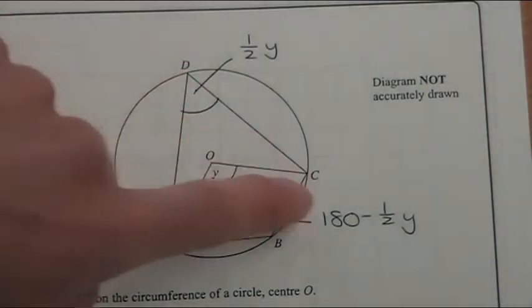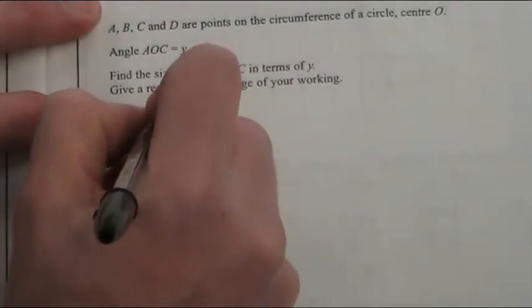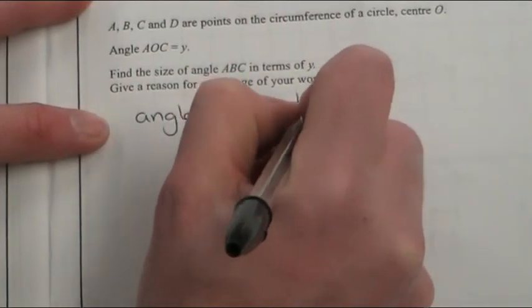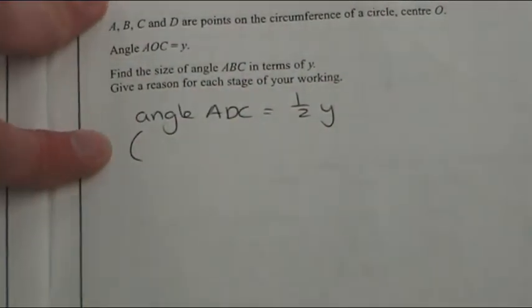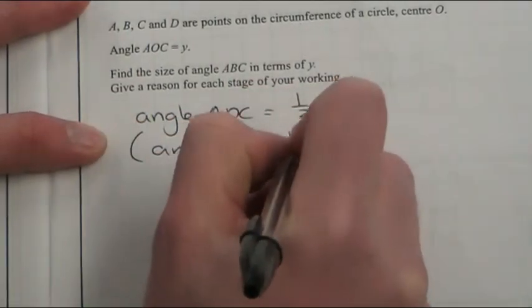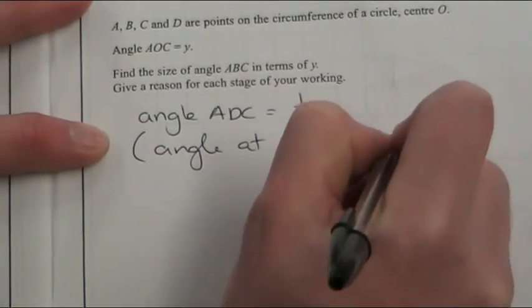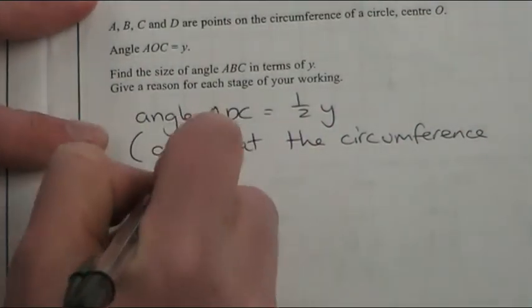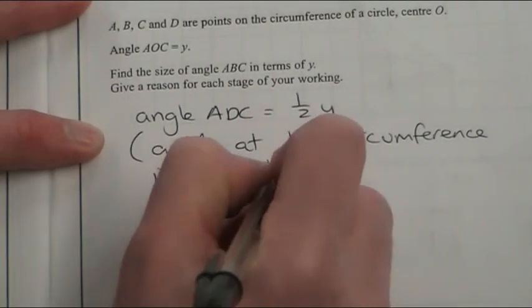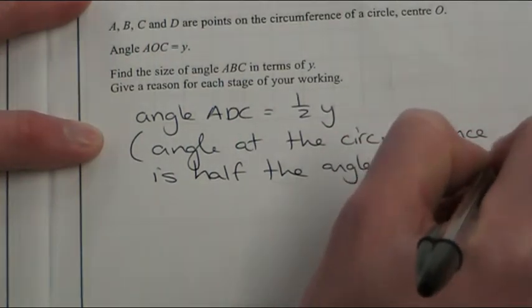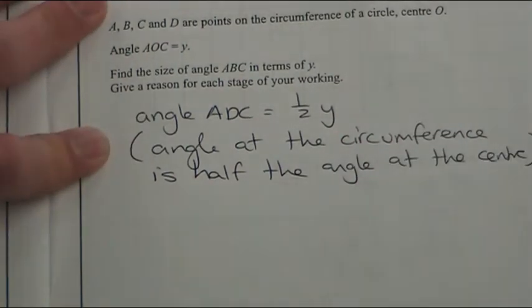So this angle here is ADC. So I'm going to say angle ADC equals half y. And in brackets, I'm going to write y. So I'm going to say the angle at the circumference is half the angle at the centre. I'll just zoom out so you can see all of that.